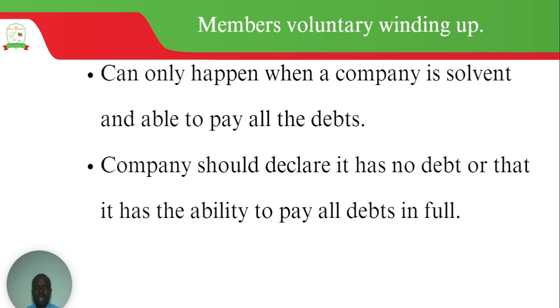Members' voluntary winding up, we are saying, can only happen when a company is solvent and able to pay all the debts. So as members are agreeing to voluntarily wind up, they also need to have the capacity to pay all the debts. And if they do not have capacity, the first thing is to sell the assets of the company, so that the proceeds from the sale of those assets can be used to pay debts.